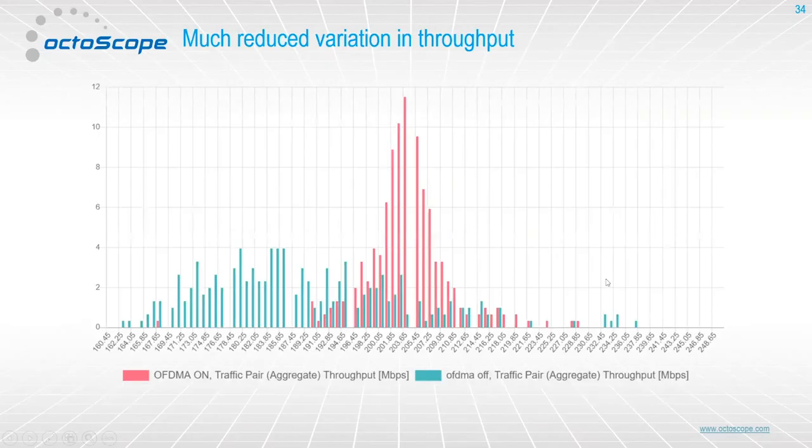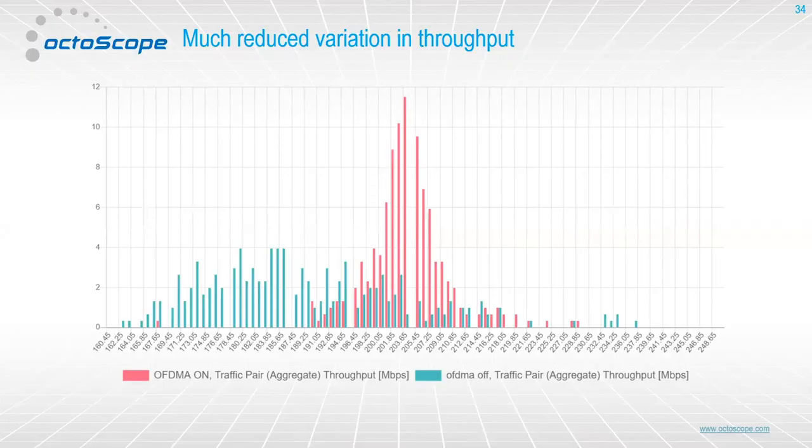And another way of looking at this same data is this one. I really like this view because I also think it tells an interesting story. This is the exact same data. The red stuff is OFDMA on. The blue stuff is OFDMA off. I may have switched the colors, but the labels here are correct. So OFDMA on is red.